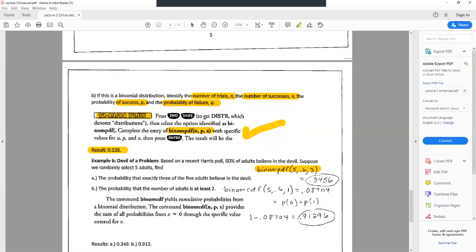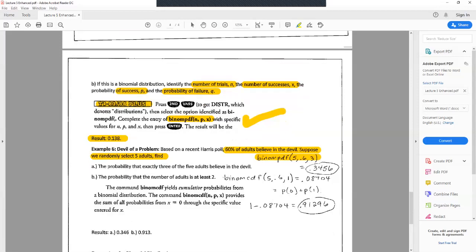So let's try this again using example 6, devil of a problem. Based on a recent Harris poll, 60% of adults believe in the devil. So again, we're going to choose 5 adults, and we're going to try to figure out the probability that exactly 3 of the 5 adults believe in the devil. Well, this would be a binomial probability distribution. It meets the 4 requirements. And we would simply do second vars, binomial PDF.